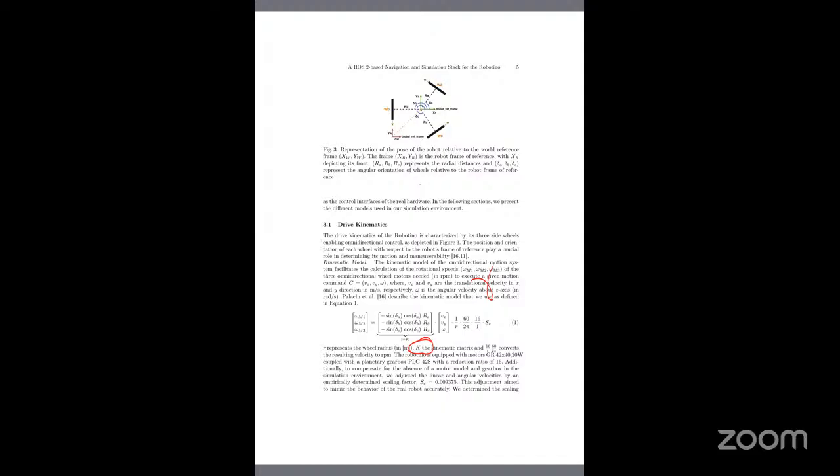If the wheel is very small, then we need more RPM. If the wheel is big, we need small RPM, right? And then we have a 60 by 2 pi, right? So in ROS using meter per second, right? So converting velocity into RPM, we will be using 60 by 2 pi.